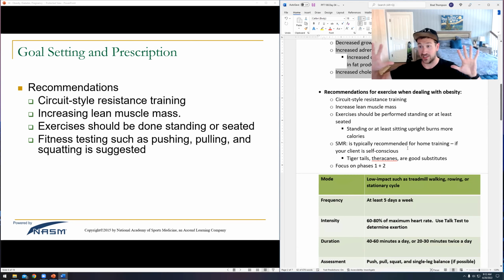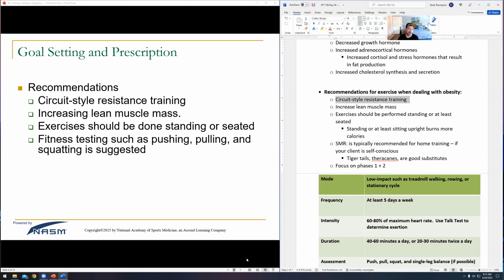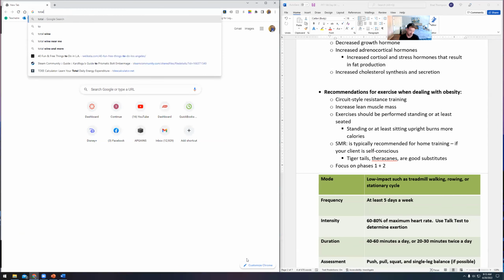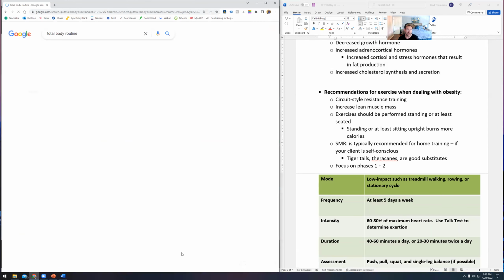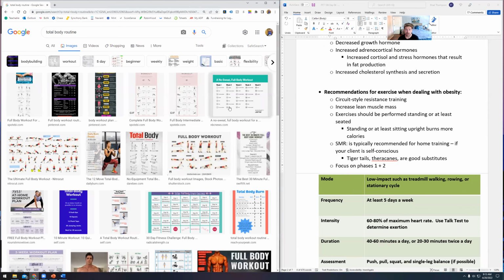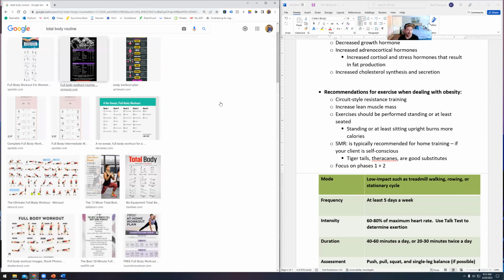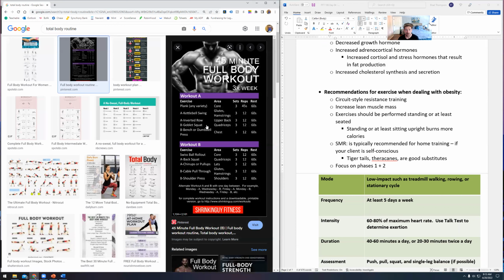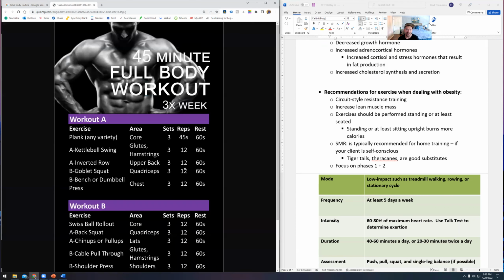So how do we fix it, right? If these are all the negative side effects that we are aware of, what do we do? How do we approach this? Well, one of our biggest recommendations is to perform circuit style exercise. So let's just look up a routine here. A total body routine. If I look up a very simple total body routine, somebody's going to go to the gym and do a full body workout. There you go, 45 minutes right here. It's a classic approach.